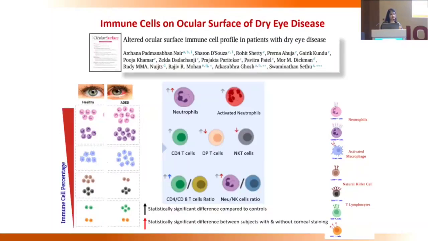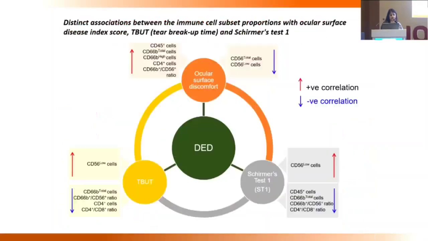So this has been a study which was done in Narayana Nethralaya. This shows the immune cells on the ocular surface of a dry eye disease, which shows a higher activity of the CD4 T cells and also a lower activity of the protective NK T cells. This research was based on the Schirmer's, which was collecting the tear film, and also the immune assay, which was the immune wash which was collected.